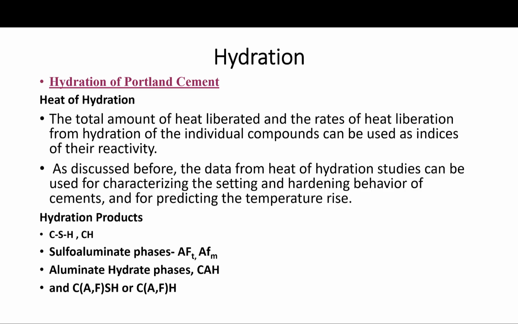Okay, before we move on, I will mention here the hydration products briefly, which we will discuss in more detail later. So the hydration products of Portland cement: the calcium silicate hydrate, calcium hydroxide, the sulfo-aluminate phases, which is the ettringite and the monosulfoaluminate. We have the aluminate hydrate phases and the calcium aluminate and or ferrite sulfate hydrate, or the calcium aluminate ferrite hydrate phases.